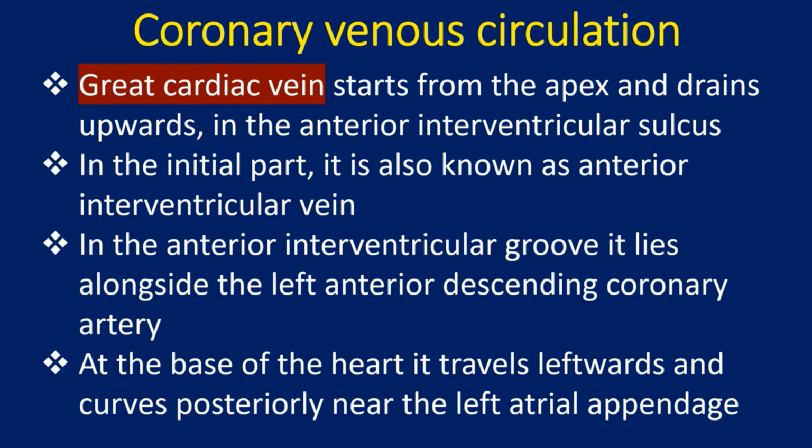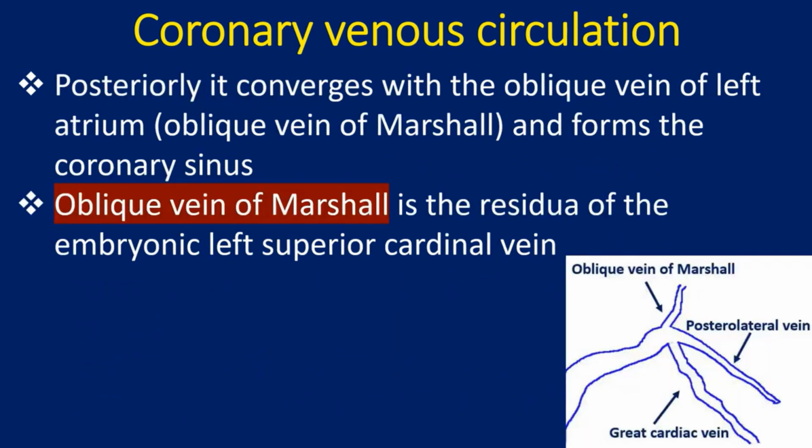In the anterior interventricular groove, it lies alongside the left anterior descending coronary artery. At the base of the heart, it travels leftwards and curves posteriorly near the left atrial appendage. Posteriorly, it converges with the oblique vein of the left atrium or oblique vein of Marshall and forms the coronary sinus. Oblique vein of Marshall is the residua of the embryonic left superior cardinal vein.